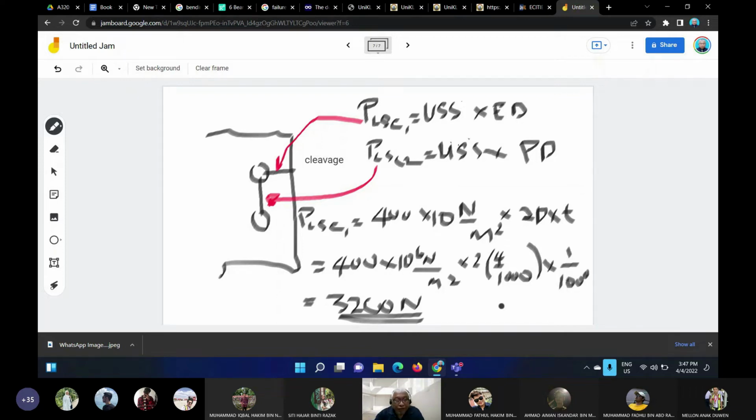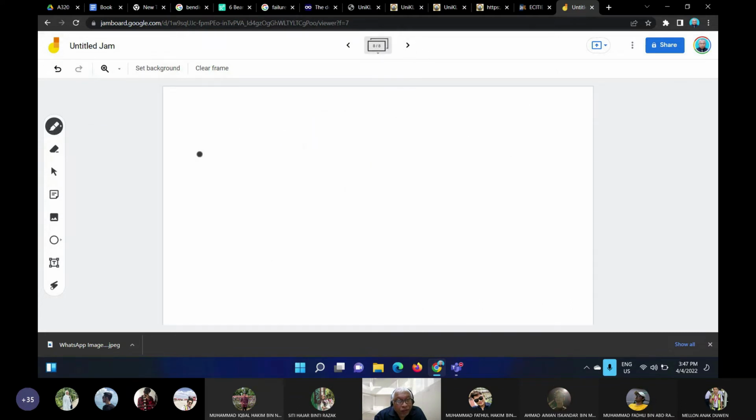For another failure, the inter-rivet failure, you consider the ultimate shear stress times the pitch distance times the thickness.